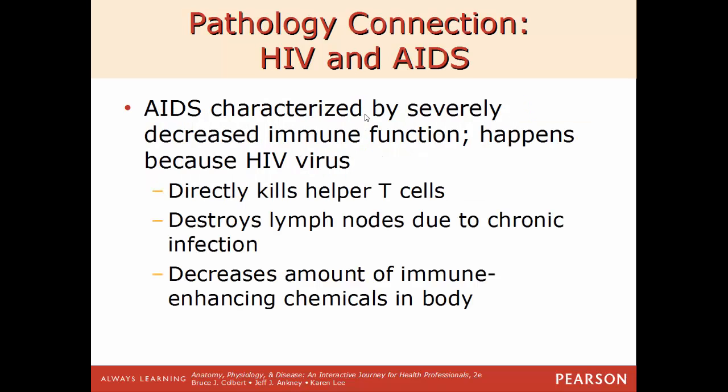Now, AIDS is characterized by a very severely decreased immune function. And this happens because HIV will destroy helper T cells. It also will destroy lymph nodes due to a chronic infection. So this will decrease the amount of immune-enhancing chemicals in the body. So you really don't technically die from AIDS, you die from complications caused by AIDS.